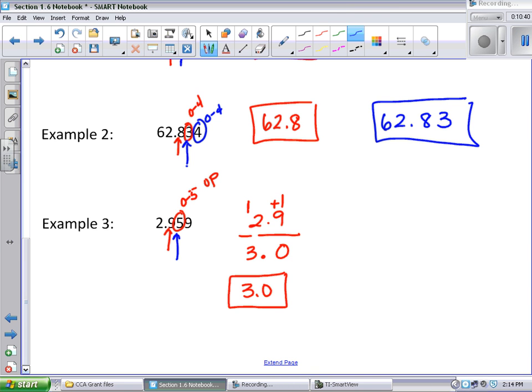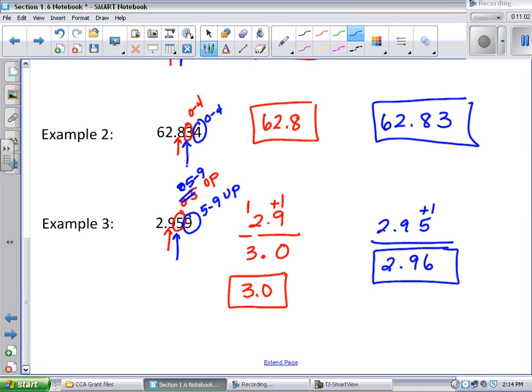Again, if we want to round to the 100th, we look at the digit to the right. Between 5 and 9, we're rounding up. So 2.95, I add 1 to the digit that I'm keeping, and this gives me 2.96. There's my number rounded up to the 100th decimal place.